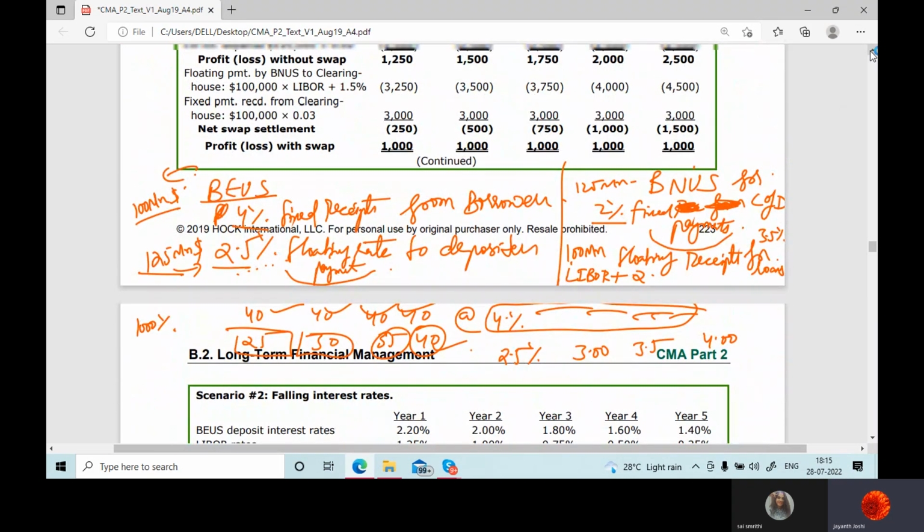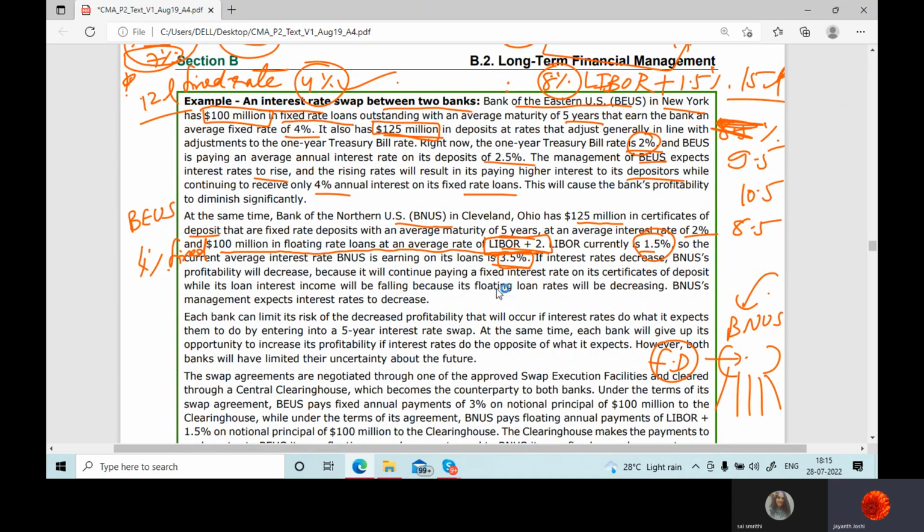So things are clear once you can give a reading to this till here. I'll just finish it here, then we'll go forward. Okay, just 2 minutes. BNUS profitability.